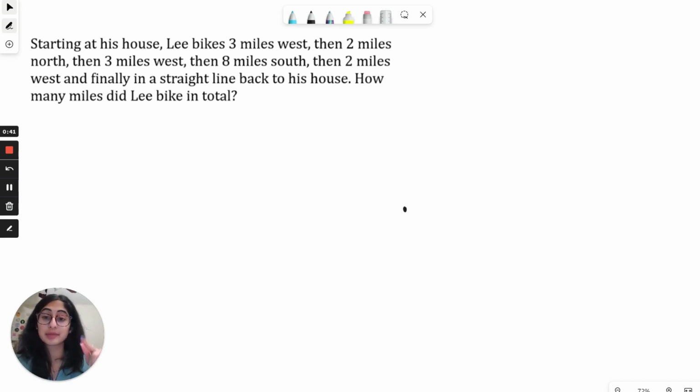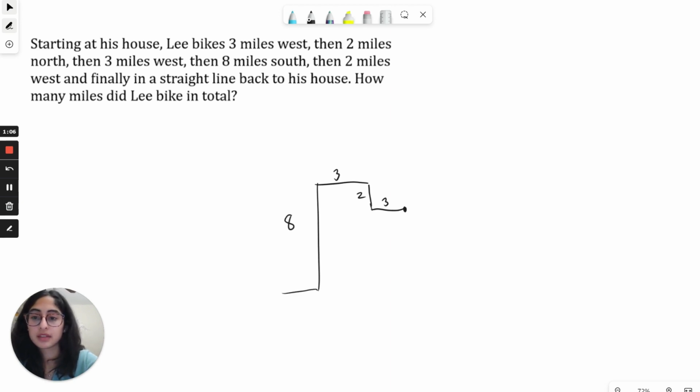Okay, so Lee is going to bike 3 miles west. So here, 3 miles. And then 2 miles north. And this is not drawn to scale, guys, or to the correct angles, but pretend it is. And then another 3 miles west. And then 8 miles south. Oh my goodness, 8 miles south. And then another 2 miles west. And then finally, in a straight line, back to his house. So, straight line, please. Okay, good enough. Straight enough. Okay, how many miles did Lee bike in total?